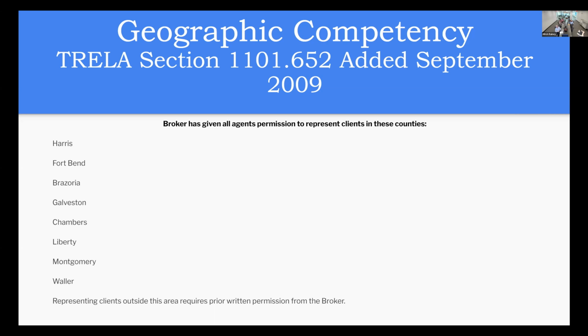Can you tell me which one of these counties are in a subsidence district? That's a material fact that affects somebody who's purchasing a home. So you're not competent to sell in any of these areas. It's Harris, Fort Bend, and Galveston that are in subsidence districts.